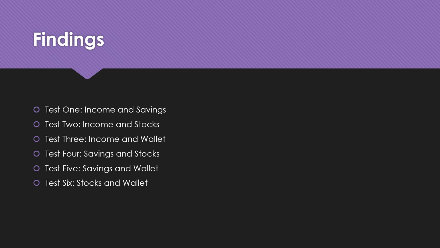Therefore, as income rises, so should the money in your wallet, the money in your savings account, and your stock ownership. As your savings rise, so does your stock ownership and the amount of money you carry in your wallet. And as your stocks increase, so does the amount of money you carry in your wallet.